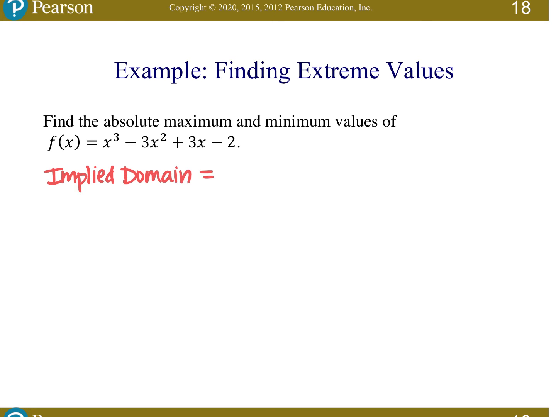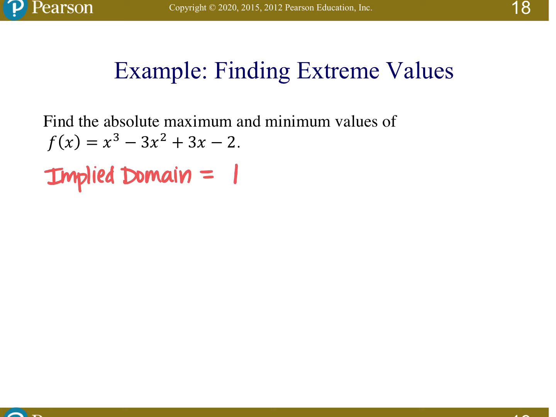Remember, the regular domain is all real numbers. The implied domain is if the problem has any denominators in it, any even roots in it, or any logs in it. So for this problem, I'm in the clear. I don't have any denominators. I don't have any even roots. I don't have any logarithms.